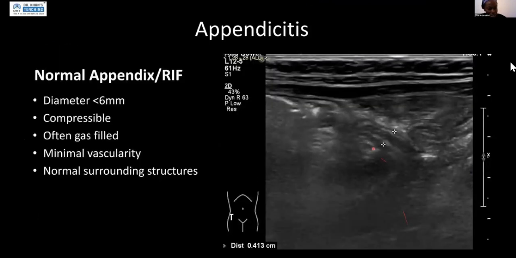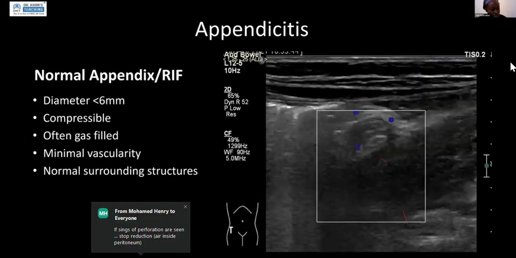So this is a picture of what the appendix should normally look like. A normal appendix is under 6 millimeters in diameter, best measured on the transverse view. It's normally compressible, so you should be able to squash the appendix, and it's often got gas within it. There is normally minimal to no vascularity around the appendix and within the mesentery. And the surrounding structures are normally also okay.